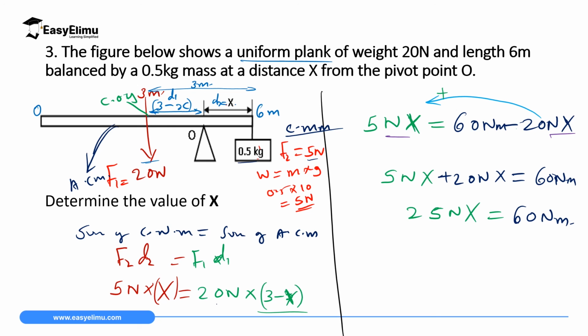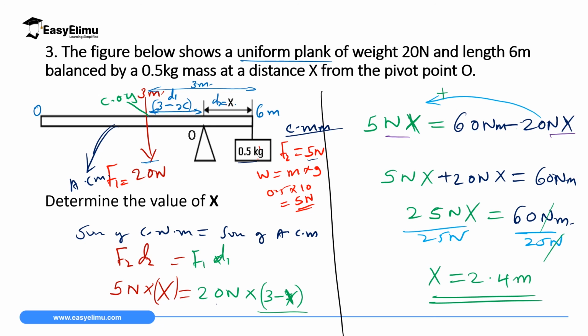Now for us to get the value of x, we divide by 25 Newton on both sides. Then we remain with x equals, Newton cancels out with Newton, so our answer will remain in meter. And 60 divided by 25 is 2.4 meter. So the value of x is 2.4 meter.